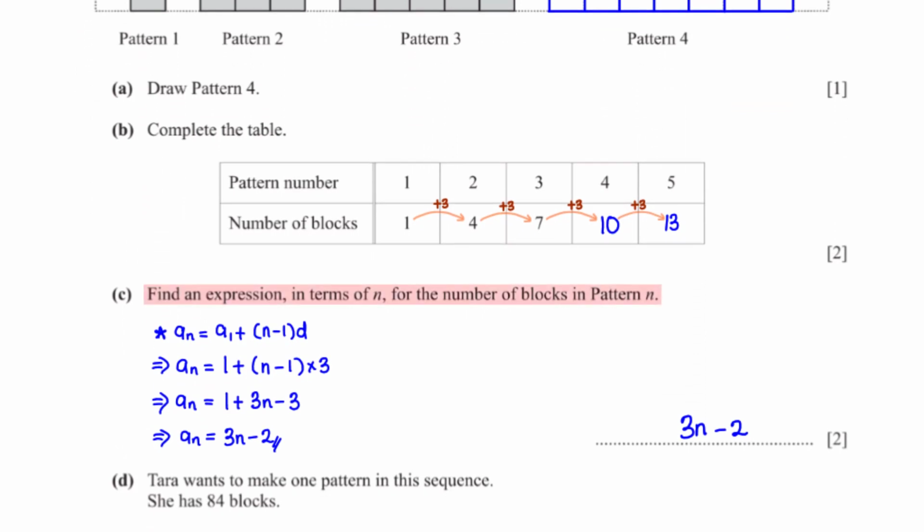Find an expression in terms of n for the number of blocks in pattern n. The number of blocks are increasing by a constant value, which is 3. So we can use this formula to get an expression for the number of blocks. A1 is the number of blocks in pattern 1, which is 1. D is the common difference, which is 3. When we expand the brackets, 3 times n is 3n, and 3 times negative 1 is negative 3. 1 minus 3 is negative 2, so we have 3n minus 2.